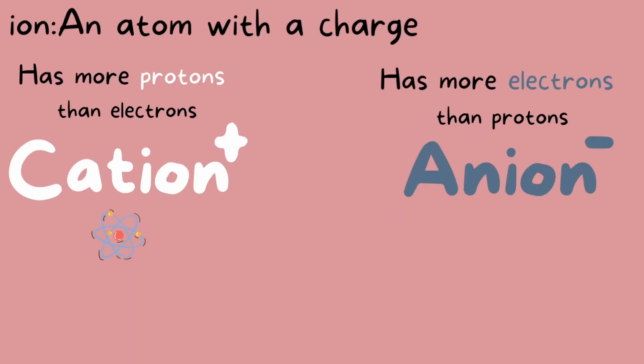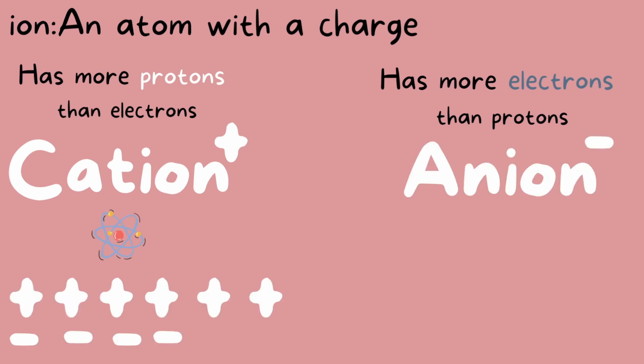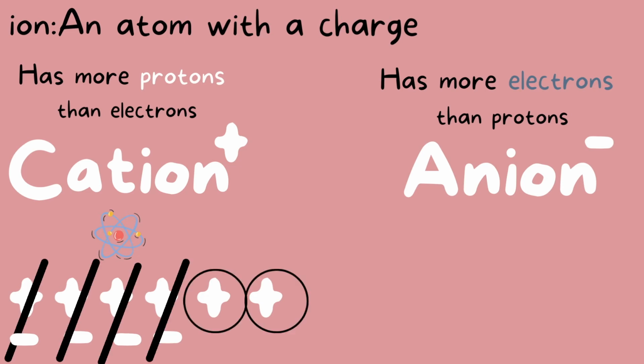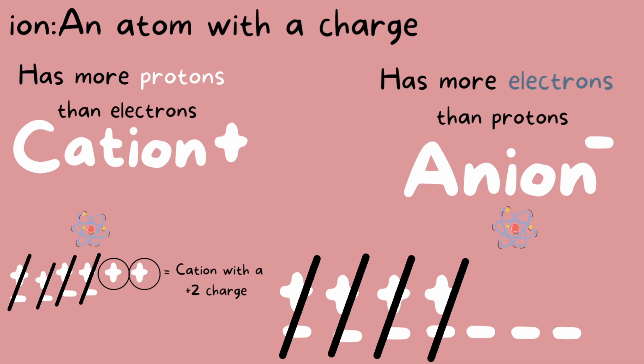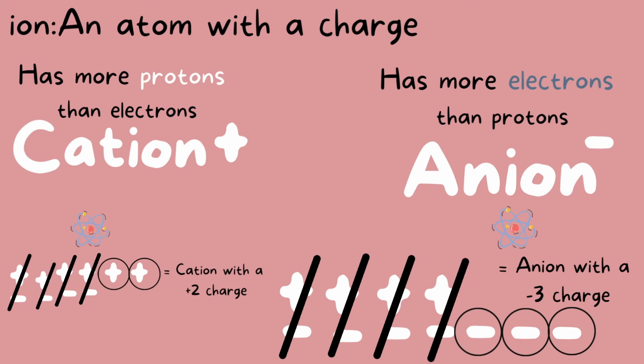So let's say we have an atom here, and the plus sign represents protons because they have positive charges, and the negative represents electrons. So this atom here has 6 protons and 4 electrons. These pairs cross each other out, and we are left with 2 extra protons. That makes this atom a cation with a +2 charge. Next, we have an atom here with 4 protons and 7 electrons. These pairs cross each other out, and we're left with 3 extra electrons. That makes this atom an anion with a -3 charge.